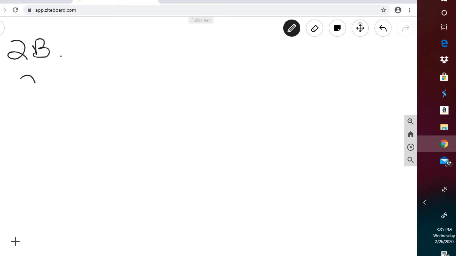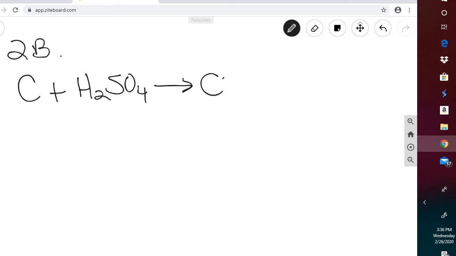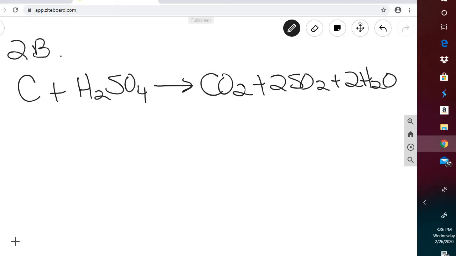2B is this. We have carbon plus H2SO4 plus CO2. Oh no, I'm sorry. Those are the reactants. The products are CO2 plus 2SO2 and 2 waters. And this was a mistake on that sheet.